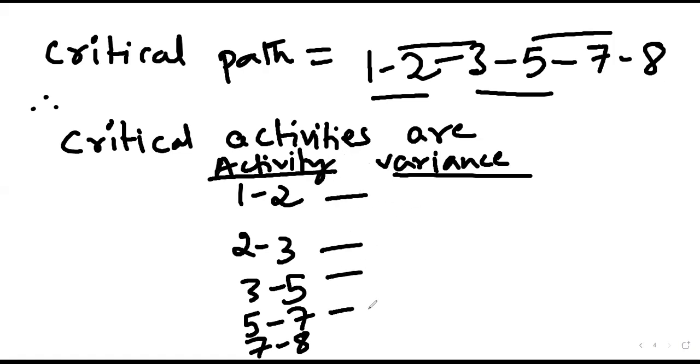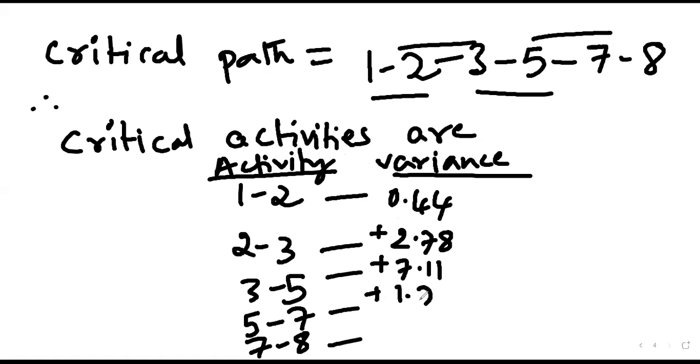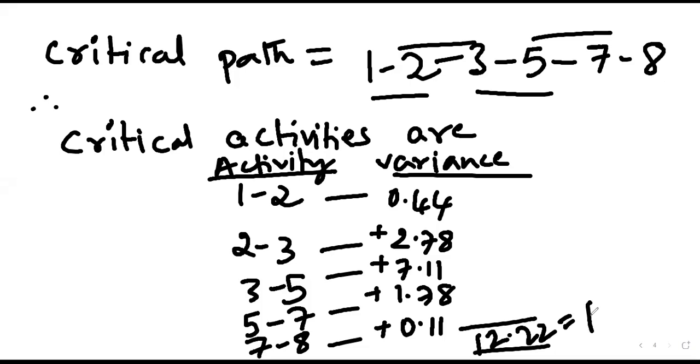What are their variances? 0.44, 2.78, 7.11, 1.78, 0.11. Sum total all these and tell me the answer. 12.22. Variance of the project.